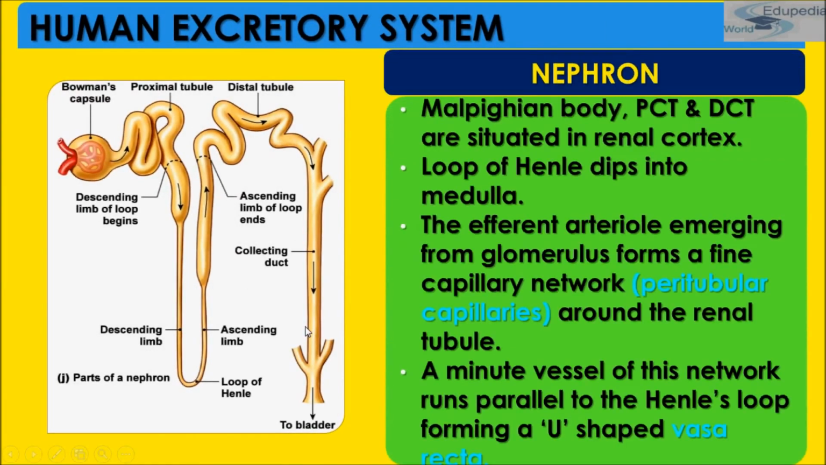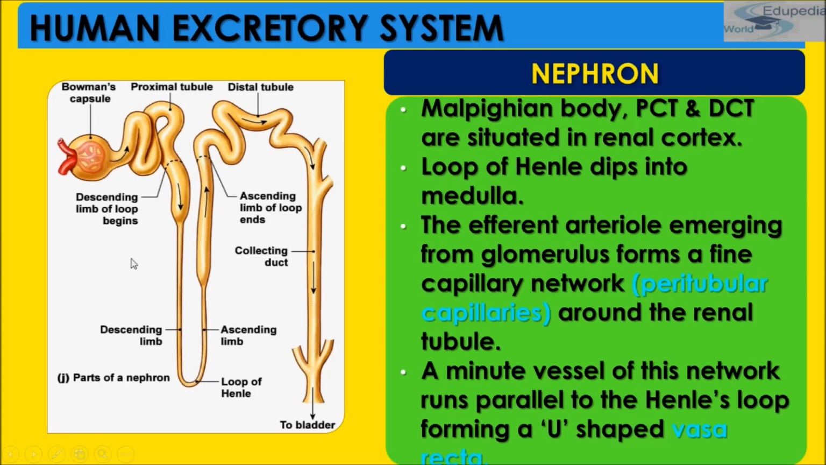Now it is clear that the Malpighian body is the first part of the nephron, and then comes the second part, that is the renal tubule, which is made up of PCT, DCT and collecting duct. So the Malpighian body, PCT and DCT are situated in the renal cortex region, and the loop of Henle dips into the medulla region. I have told you that the kidney has two main parts, cortex and medulla.